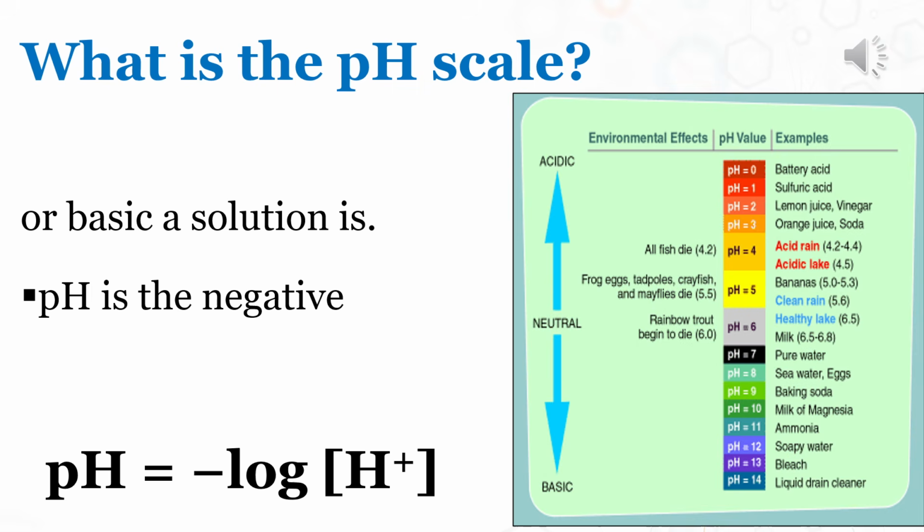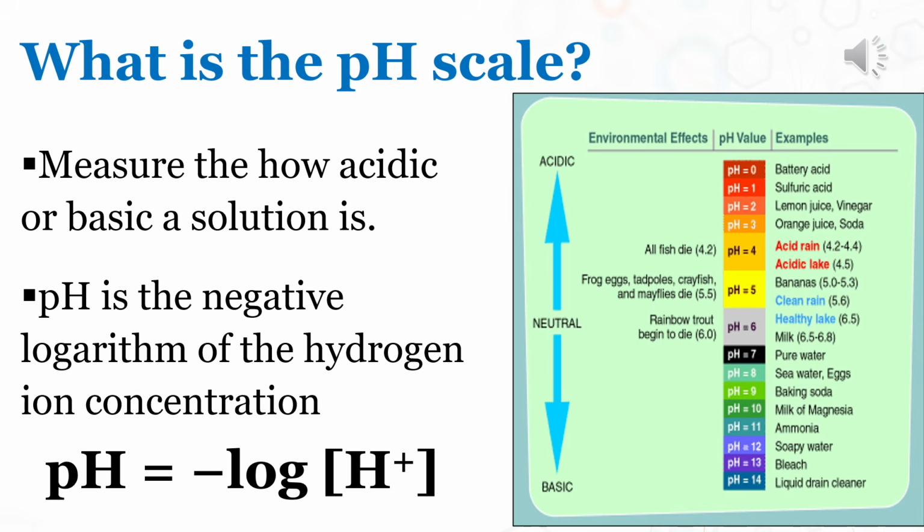Okay, let's proceed with the definition of the pH scale and pH. The pH scale measures how acidic or basic a solution is. The pH is the negative logarithm of the hydrogen ion concentration, and the formula is pH equals negative log of the hydrogen ion concentration. As you can see on the right side of this slide is a reference of different examples with their equivalent pH values. You can check on that.